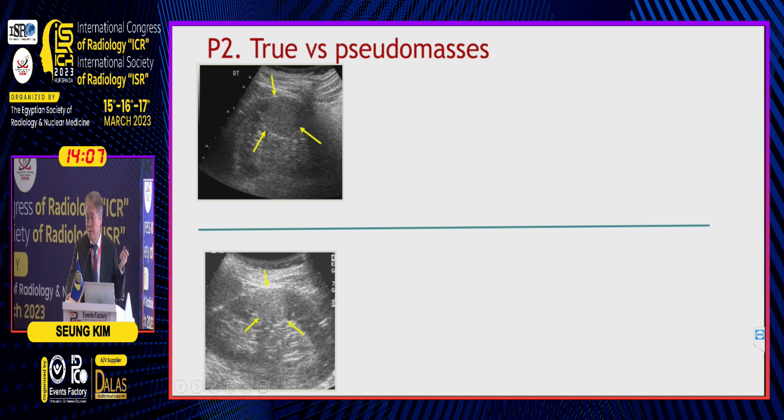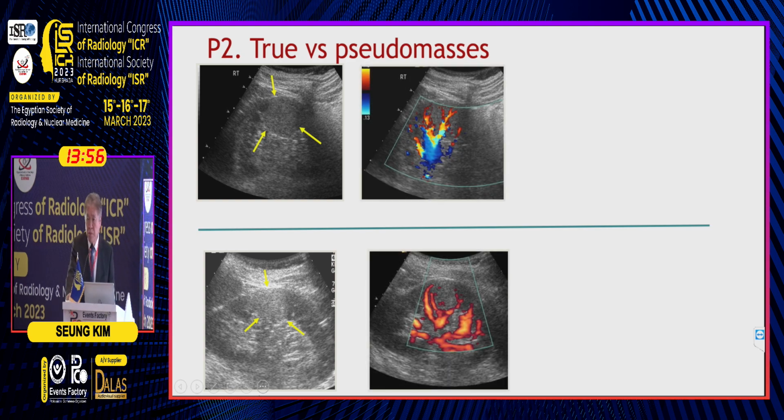One is a true mass, the other one is a false mass. It is not easy to distinguish which one is which with grayscale. If we do Doppler ultrasound, probably it's easier than with only grayscale ultrasound. In this patient, there are many vessels running through this mass-like lesion, and in this other patient, the vessels sweep around this mass-like lesion, so you may easily get information.